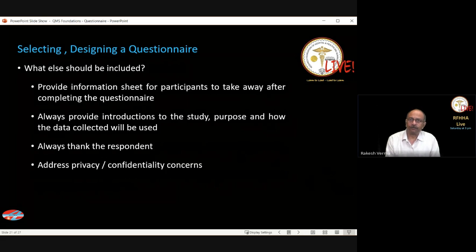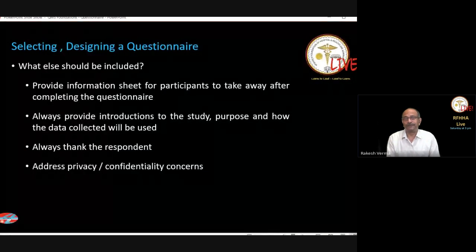Always provide introductions to the study, the purpose of the study, and how the data that is being collected will be used. Always thank the participants and always address privacy and confidentiality issues. So if you want certain questionnaires to be confidential in nature, then you have to ensure that it is protected for that purpose. Whether you are mailing it to the person or sending it on WhatsApp as a Google form or any other method, or you're using any of those online tools, please ensure that you have addressed the privacy and the confidentiality concerns in the questionnaire.